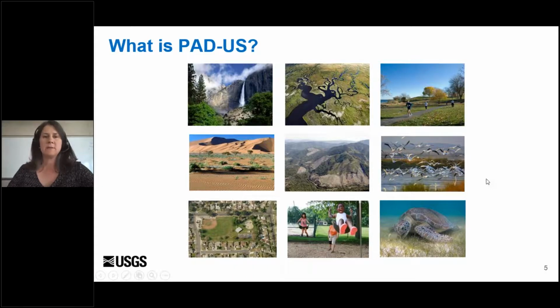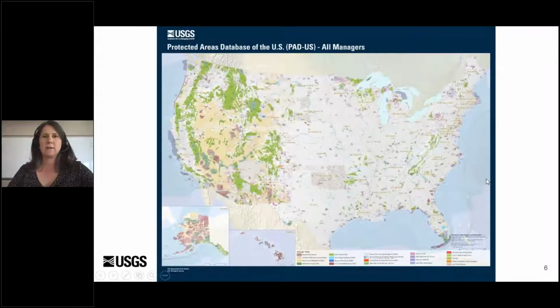PAD-US is America's inventory of parks and other protected areas, managed by thousands of public agencies and nonprofits for conservation, recreation, natural resources, historic and cultural values.